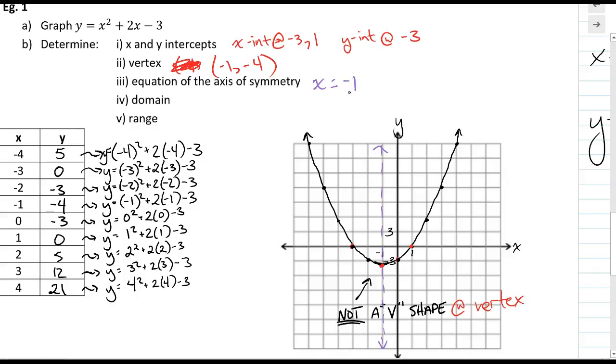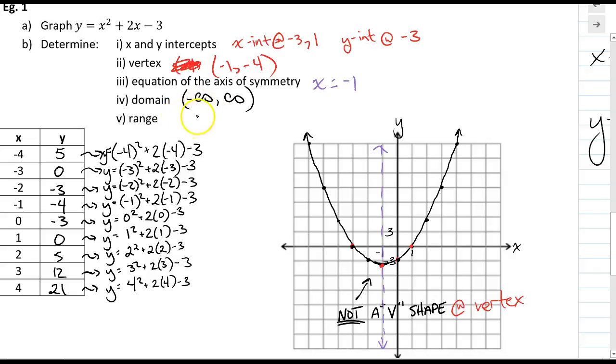My domain: my parabola keeps getting wider. It would go on forever. So my answer will be -infinity to +infinity. Do not write it in reverse. We are not going from positive to negative. We always start with the minimum.